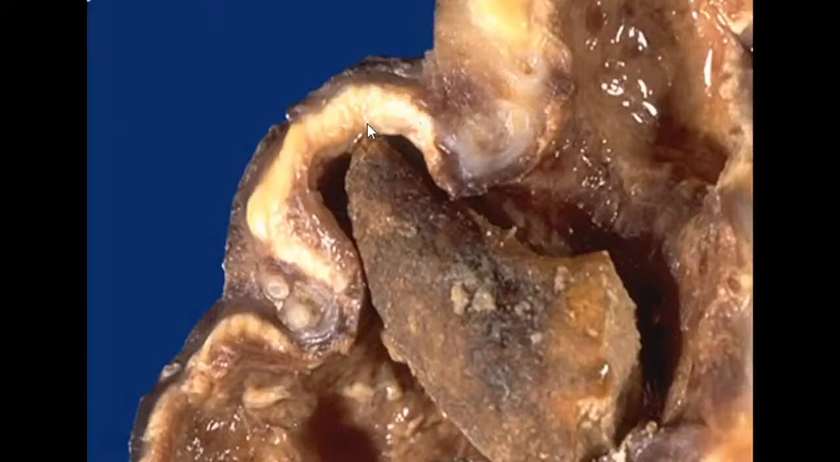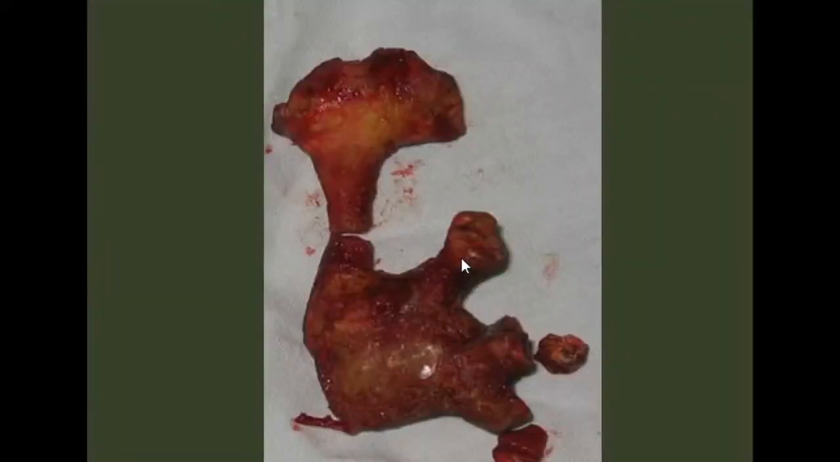you can see the thin layer of parenchyma and sclerotic tissues, and the functional parenchyma is already absent in this case, and stone in the calyces. In this picture, you can see a so-called staghorn stone. The picture is similar to that, because these parts of this stone localize in the calyces. This part is localized in the pelvis.